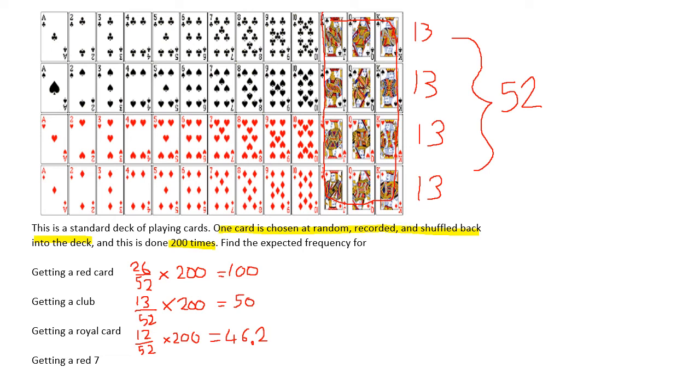Lastly, getting a red 7, well, there are only 2 red 7s in the deck. There's the 7 of hearts, 7 of diamonds. So 2 out of 52 times 200, and that will give an expectation of 7.7 red 7s, which is nice.